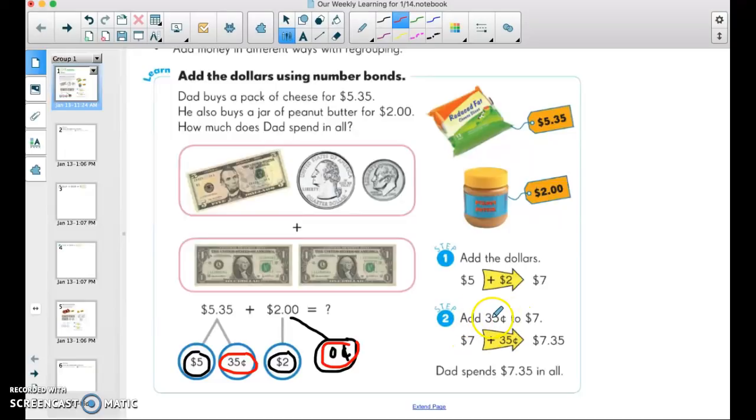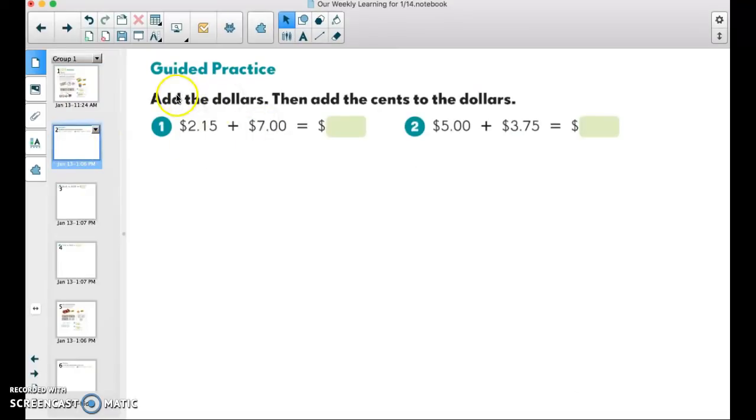Now add your cents to your dollars. I'm going to start with my dollars first because they come before the decimal point. So $7 plus 35 cents equals $7.35. Dad spends $7.35 in all. Let's try it. Add the dollars and then add the cents.